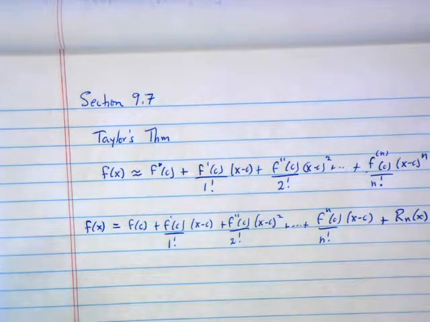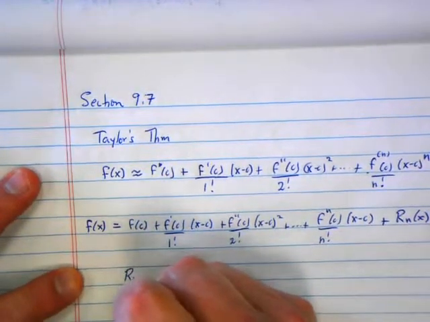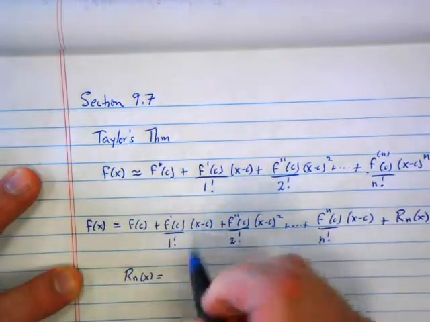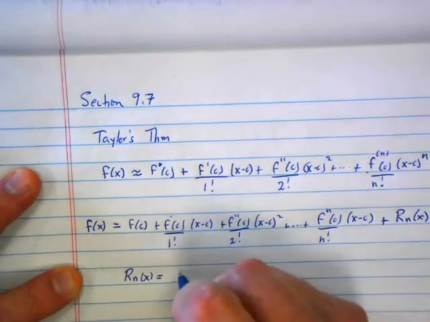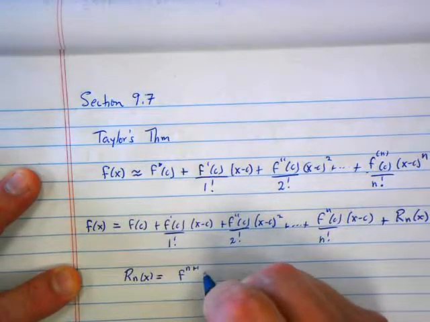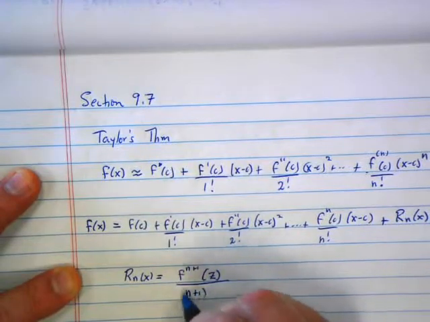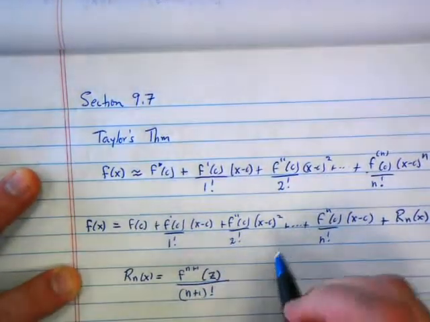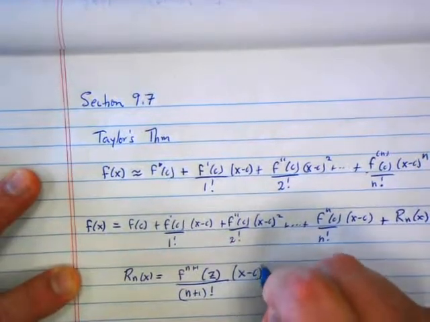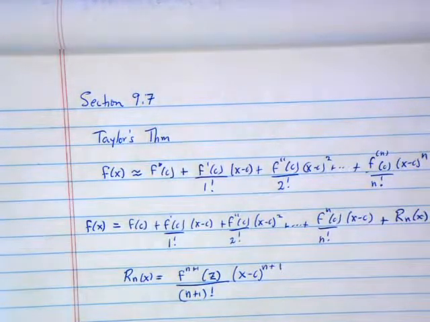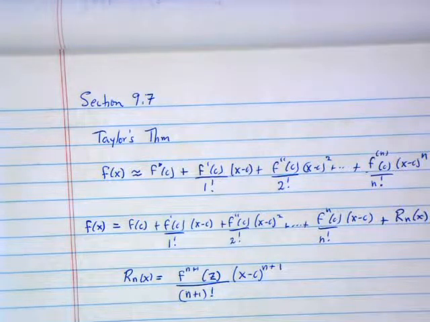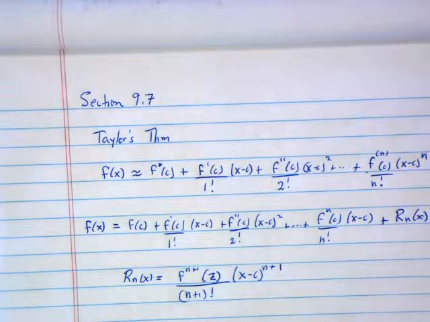And the nth remainder is defined as the n plus 1 derivative at some number z divided by n plus 1 factorial times x minus c to the n plus 1. There is some number z so that the Taylor polynomial is exactly the function when you compute one more term.